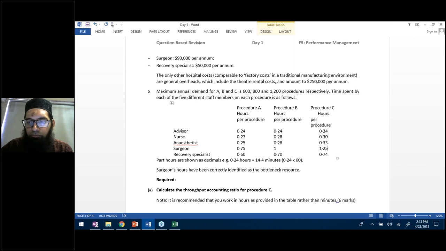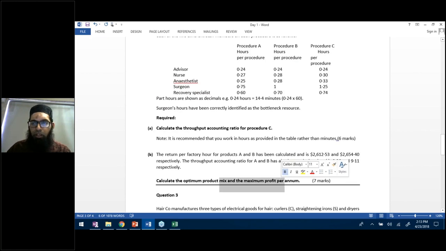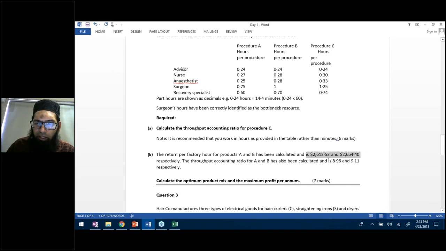So anything else? Now I will be moving on to the next requirement, which requires me to calculate the optimum production mix. And remember that to calculate the optimum production mix, I will require the throughput accounting ratios of product A and B as well. And this has been provided to me in the question. We have been provided with the throughput per bottleneck as well as its throughput accounting ratio.